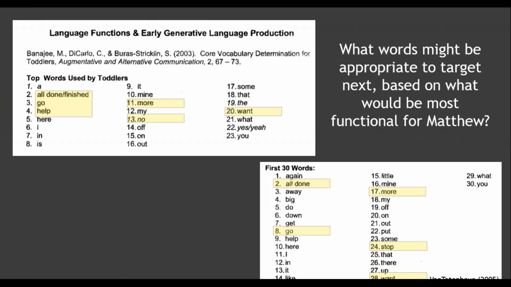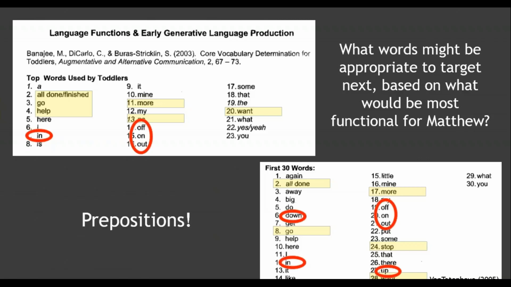My next question is, what words might be appropriate to target next based on what I know about Matthew? What would be most functional and motivating for him to learn to use? So simply highlighting the words on the core lists that Matthew uses allows me to see where some target vocabulary might be. I decided I wanted to teach him how to use some prepositions. Prepositions are words used and understood early in language development, and they're not currently in his repertoire. And we could easily think of some structured play activities that we could incorporate prepositions, and that would be something fun and motivating for Matthew.